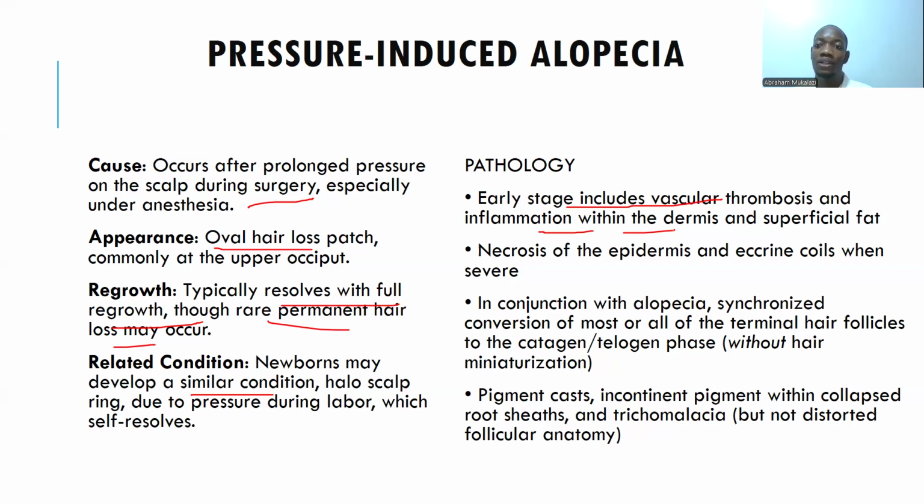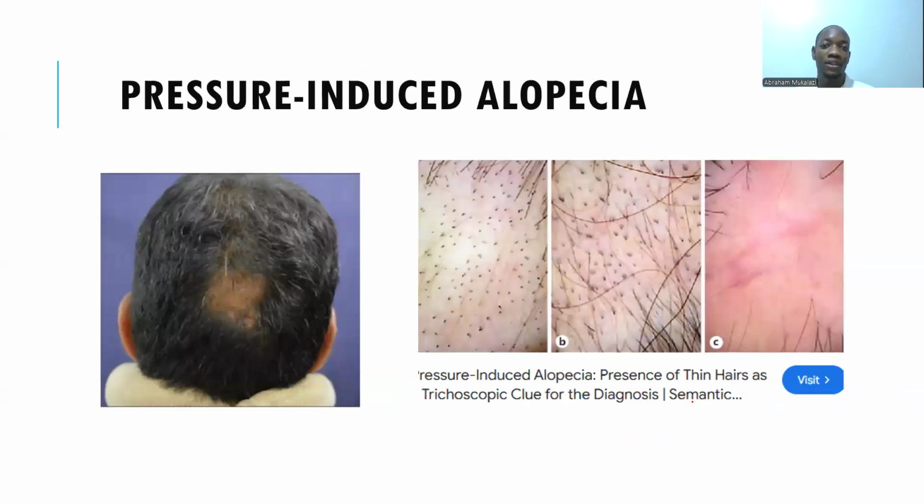So in conjunction with alopecia, in these patients you also get synchronized conversion of most, or sometimes even all, of the terminal hairs to catagen, then telogen, actually without miniaturization. So they lose their hair when it is still the normal terminal telogen hair. When you do investigation, you can see pigment casts, you can see incontinent pigment with collapsed follicles, together with pachyonychia, that is distorted hair anatomy within the areas that are affected. That is when you take off a sample and you examine under histology.